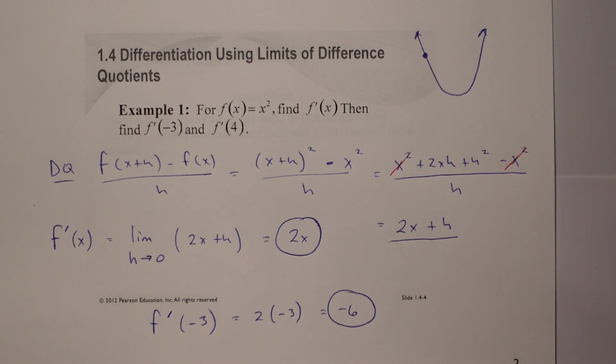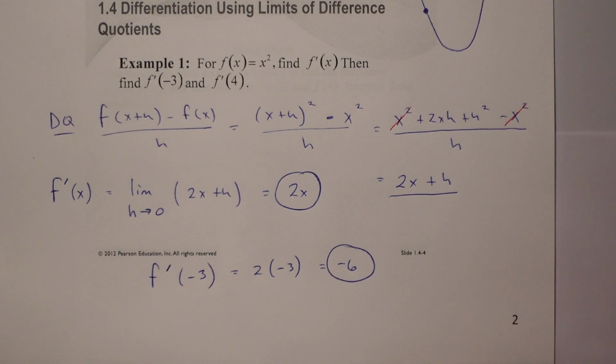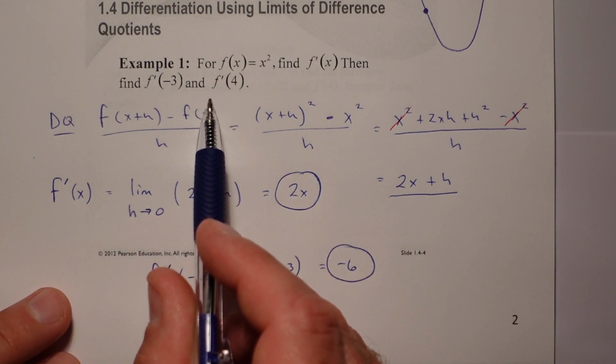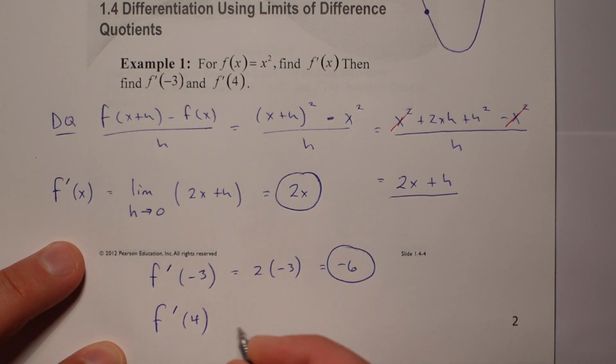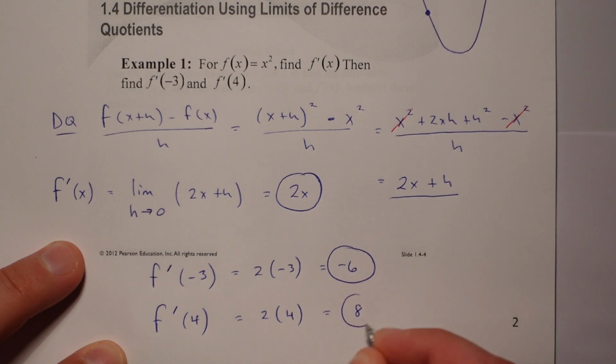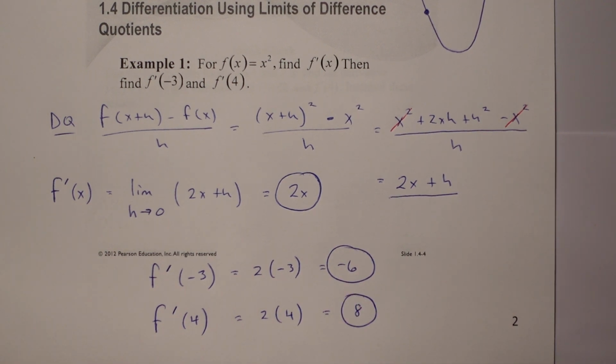Remember, derivative finds slope. So next, they ask us to evaluate f prime of 4. So f prime of 4, that's going to equal 2 times 4, equaling positive 8 for the final answer. And again, what that represents, this is the slope of the function at that x value. And we're finding that that slope is positive 8.